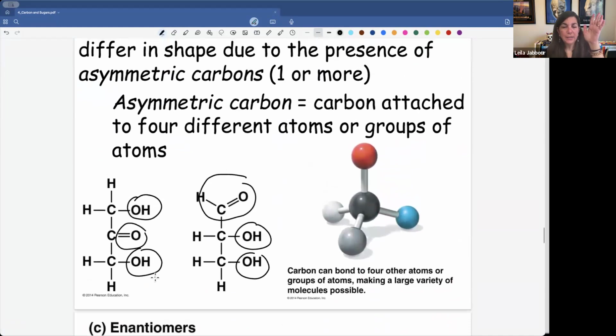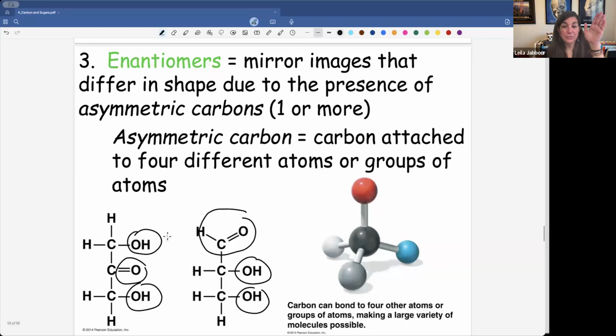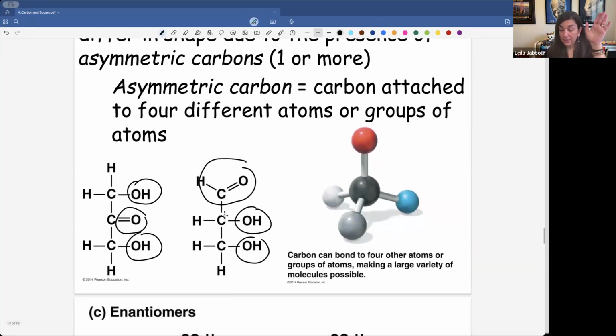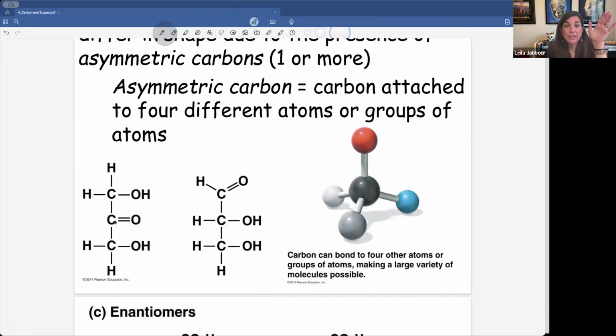So again, these are just 2 separate examples. These are not enantiomers of each other. These are just 2 examples of carbons that are attached to 4 different things. So let me go back to that. I don't think that was clear. These are just 2 separate examples of, hey, look at these carbons, and they have 4 different groups attached to them.